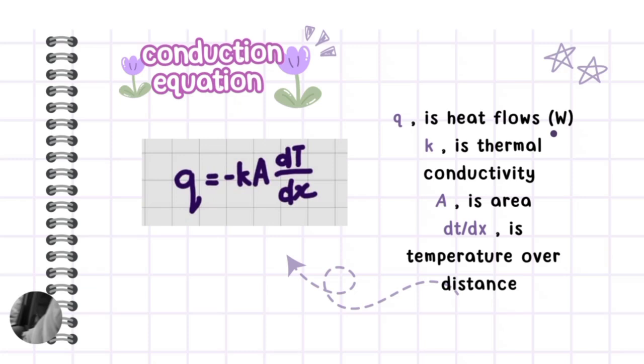To summarize, the conduction equation helps us understand how heat moves through material and how factors like thermal conductivity, area, and temperature gradient influence heat transfer. This is the principle behind everyday things like cooking utensils, building insulation, and heat exchangers.